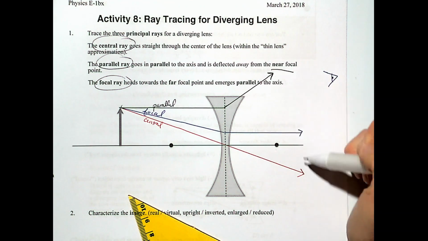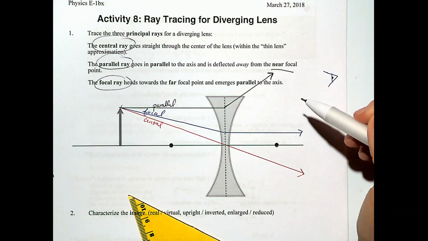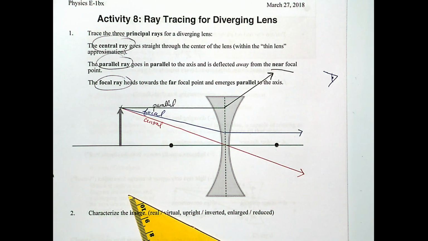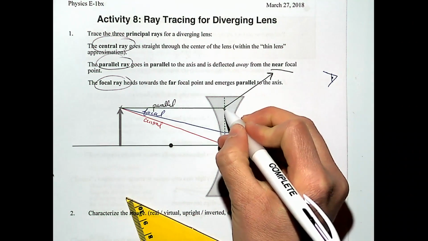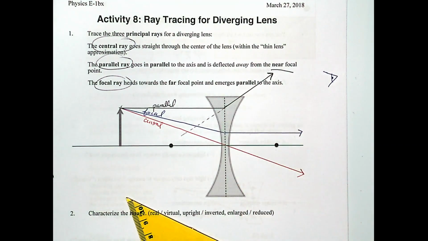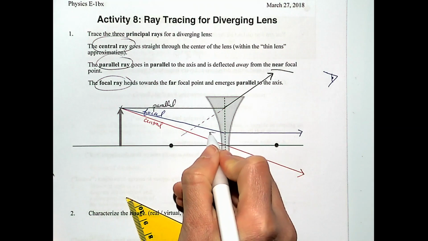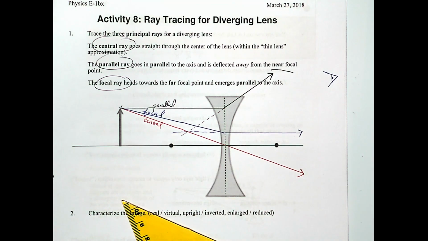You see these rays coming at you. So where does it look to your eyeball like they came from? Behind the lens. Right, so we have to trace them back. So let's trace this one back. It's going to go like this. The focal ray is going to go back like this. And the central ray was already there. So the image is right here.